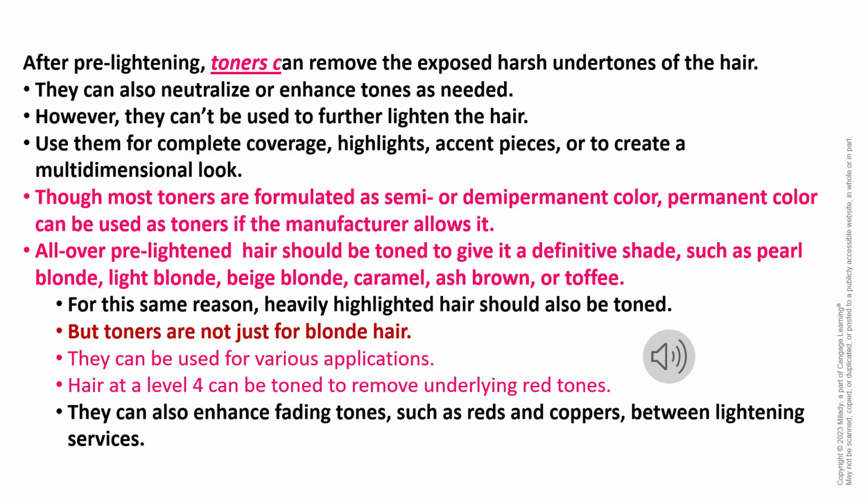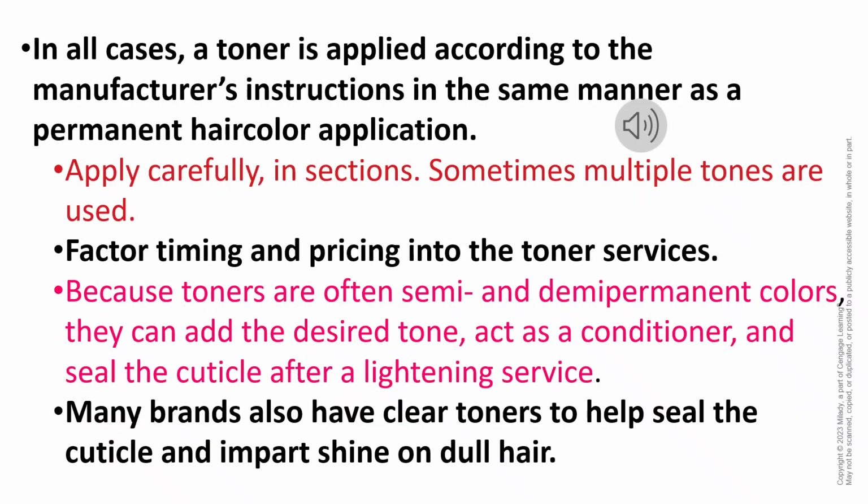Hair at a level 4 can be toned to remove underlying red tones. They can also enhance fading tones such as reds and coppers between lightening services. In all cases, a toner is applied according to the manufacturer's instructions in the same manner as permanent hair color application. Apply carefully in sections.